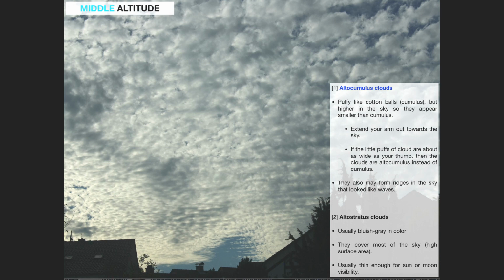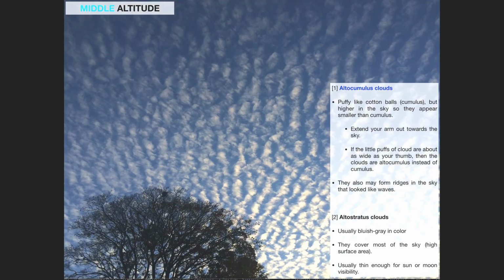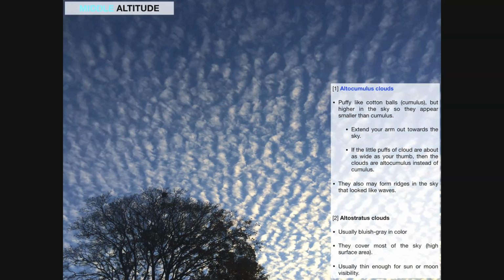Now these particular altocumulus clouds are very non-uniform in their arrangement. However, here's another picture of a different type of altocumulus cloud where they are much more uniform, and in this picture they appear to form ridges in the sky that look like waves.